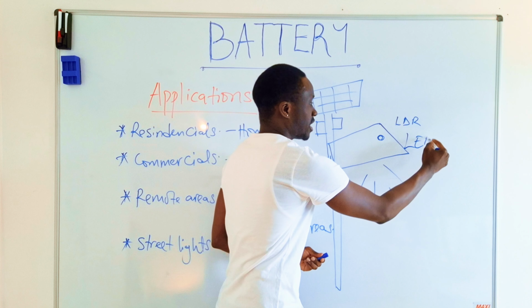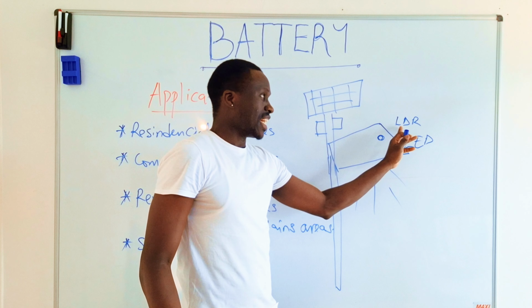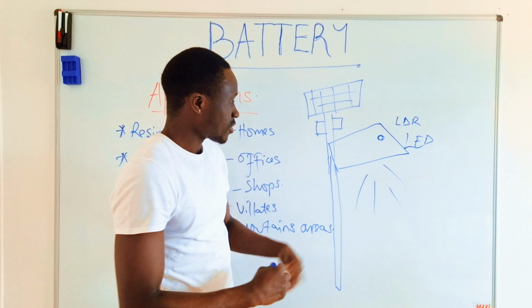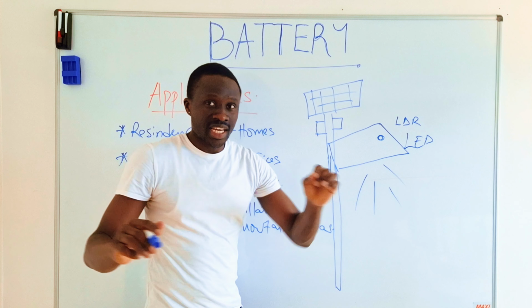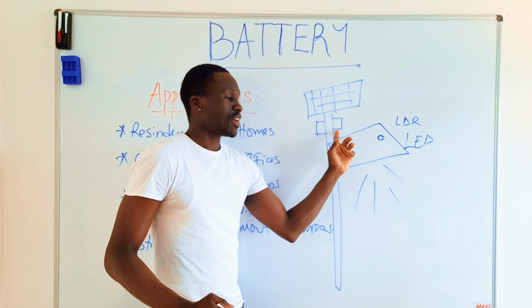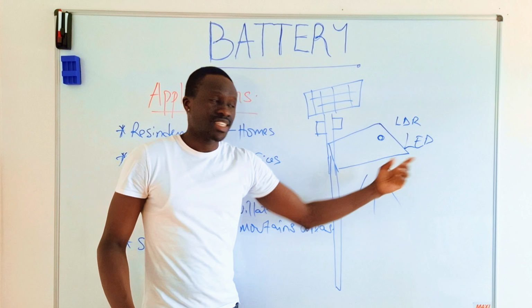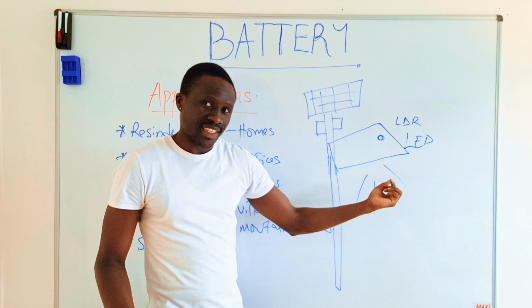These are LEDs, light emitting diodes, but this sensor is a light dependent resistor. It is a type of resistor. When light comes, its resistance increases and it stops the electrons from the battery from flowing to the light emitting diodes, the lights, and the lights will switch off automatically.